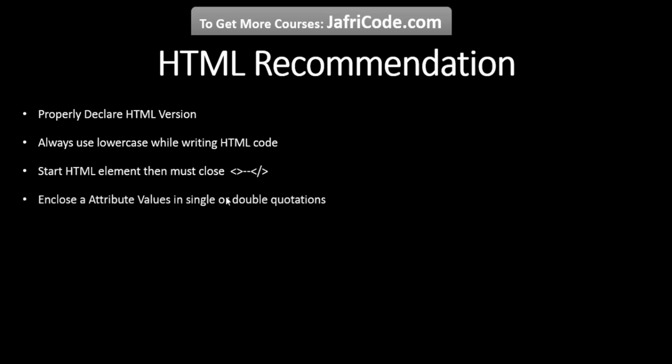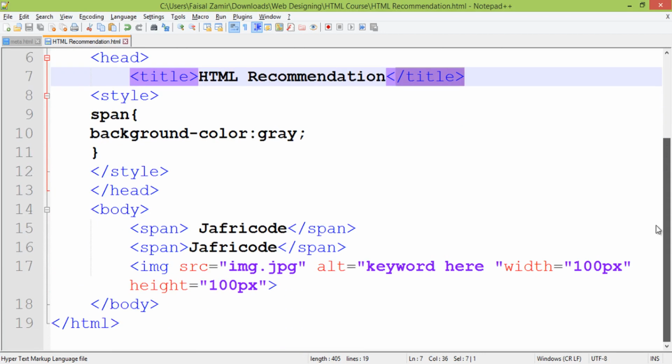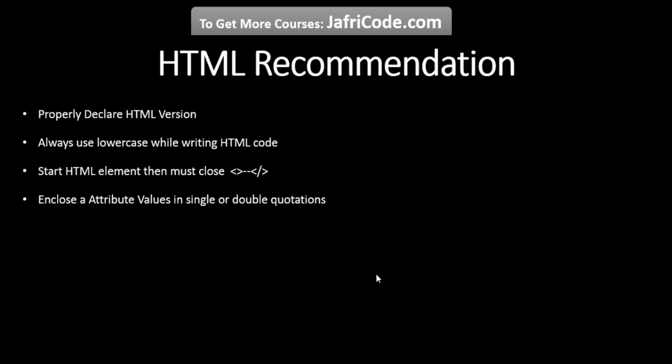Next, include the attribute value in single or double quotation marks. This is also recommended. For example, this is an attribute value, that is an image name. This one is an attribute value. You have to include attribute values in double or single quotation marks.